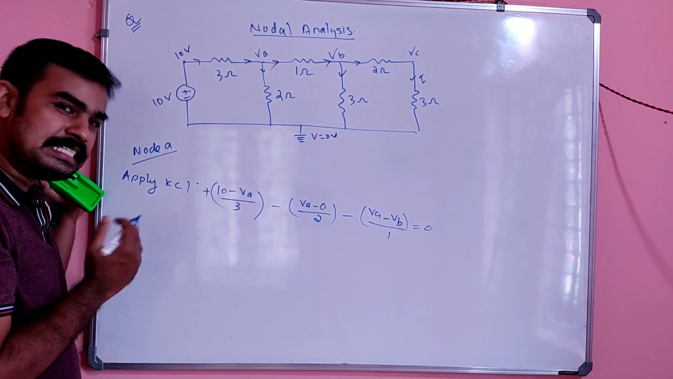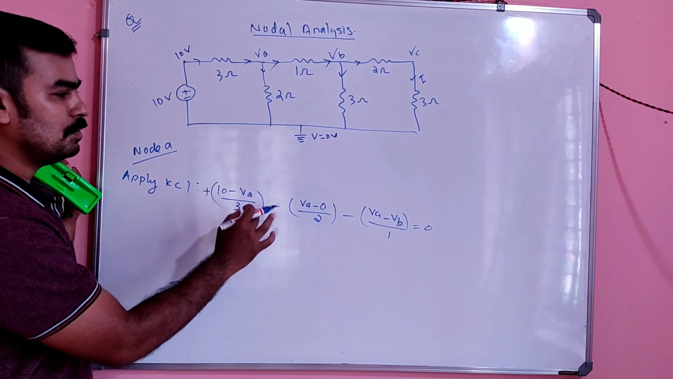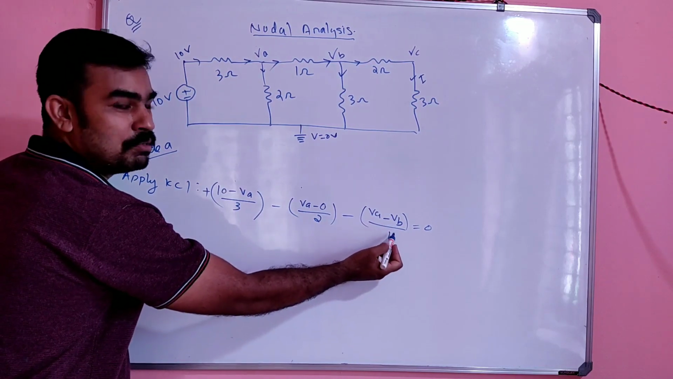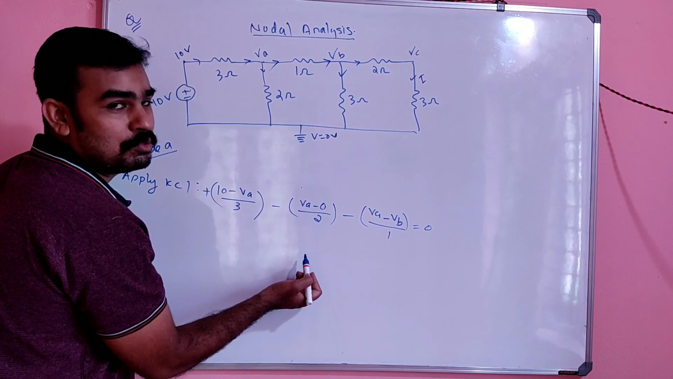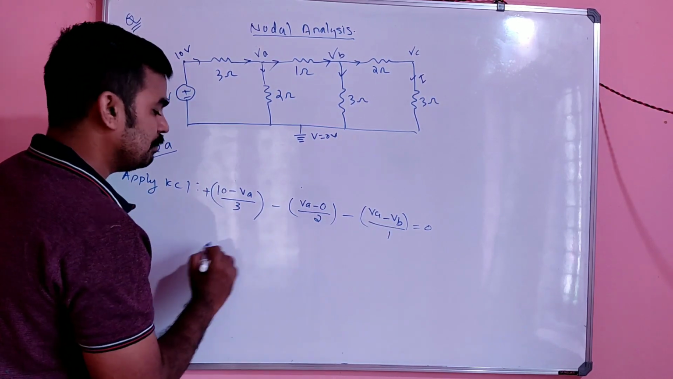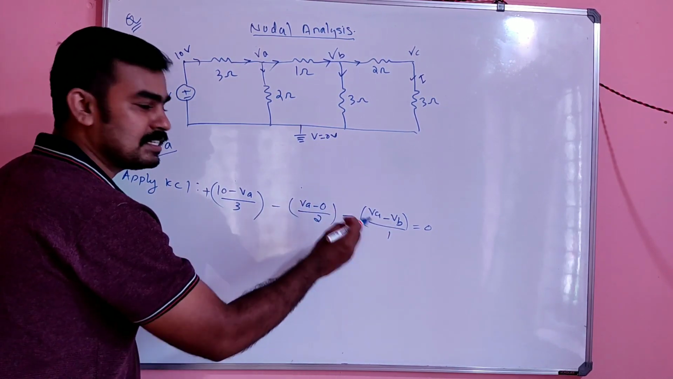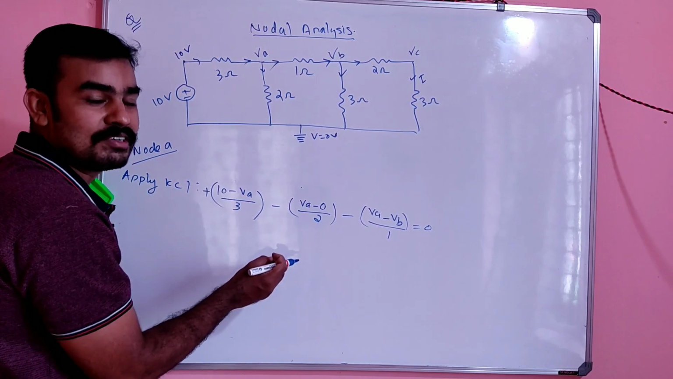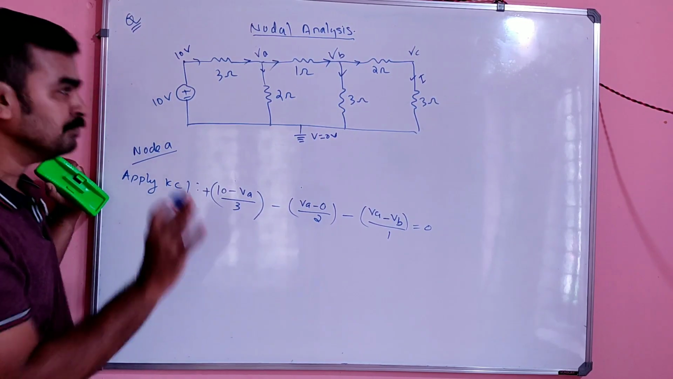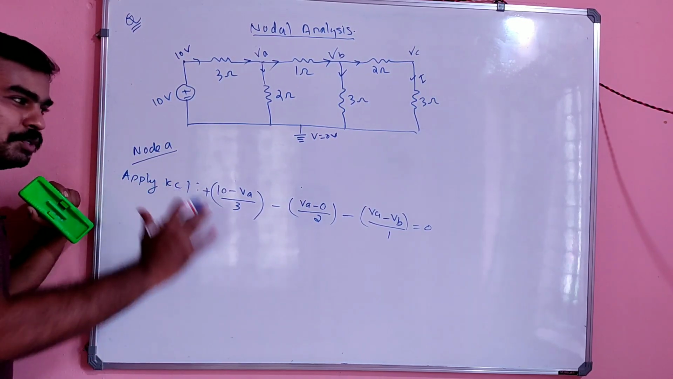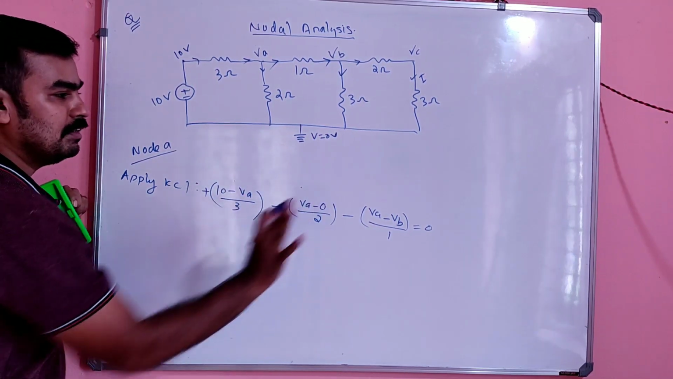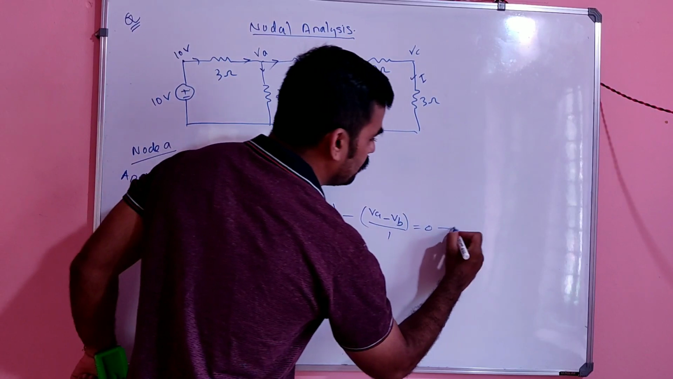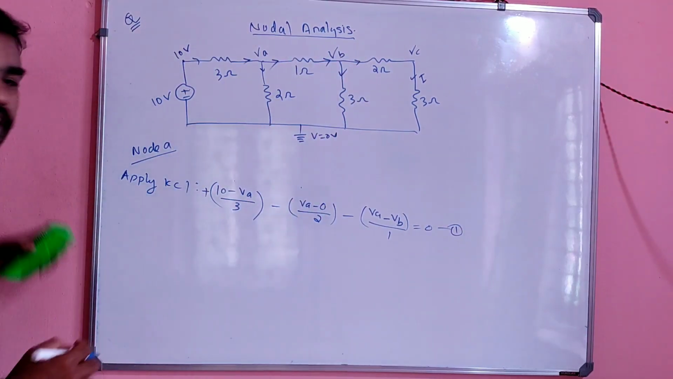Is it clear? So there are two unknowns, VA and VB. So you have to make an equation which is connecting two unknowns. While doing a problem, I will do all the things, but it's just for example, so that is why I simply wrote like this. So let this be equation number 1.